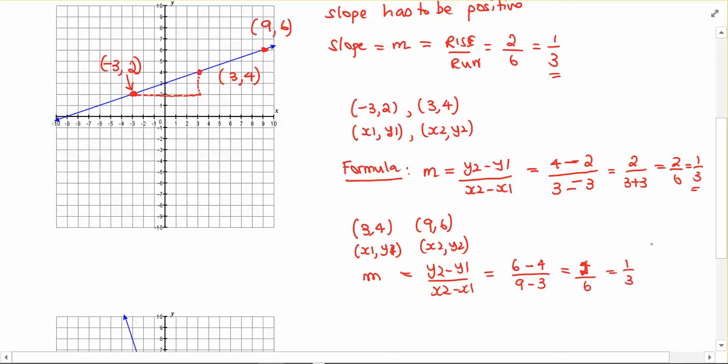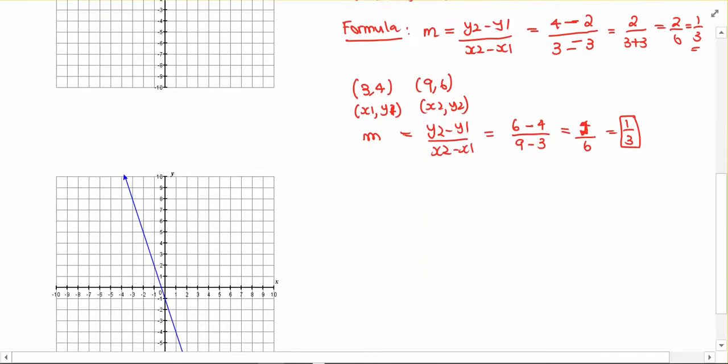So it doesn't matter which points you use, as long as you're using 2 points and as long as you're doing the formula correctly, you're going to get the same slope. Right? And that should make sense. After all, if it's a straight line, the slope doesn't jump up and down, or shouldn't change. Right? It should be the same.